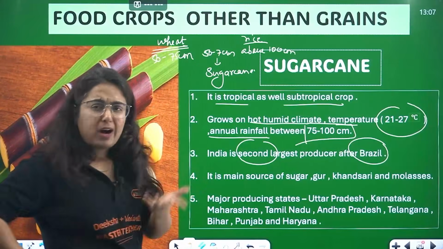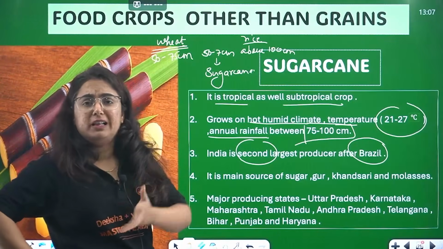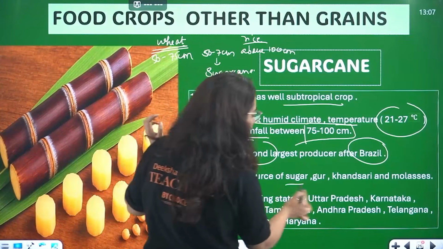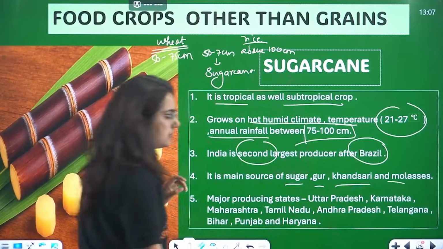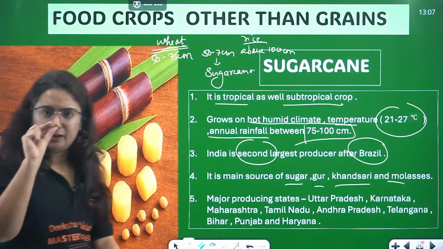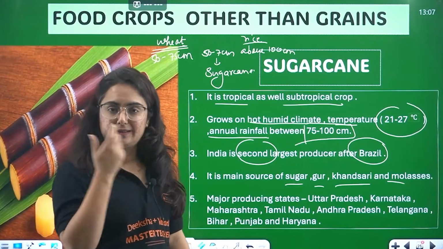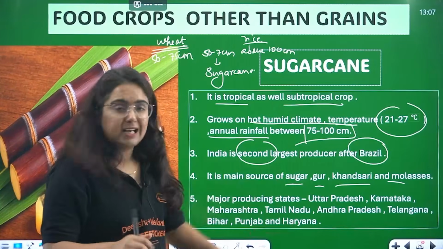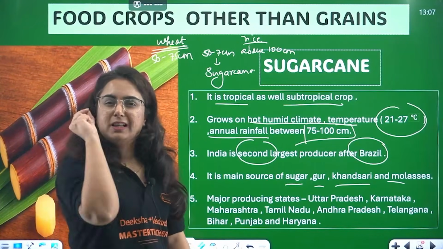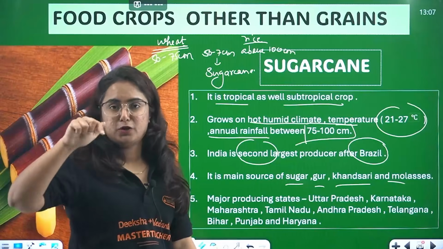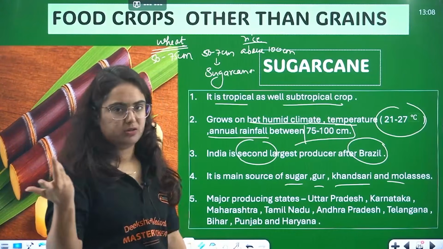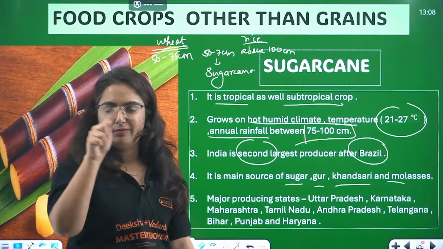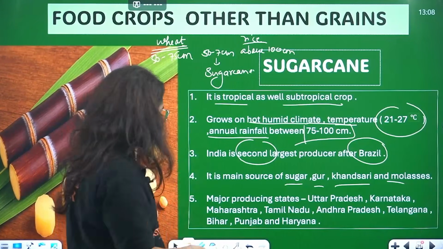Now, why are we eating so much sugarcane? We are not directly consuming sugarcane. We are converting it into sugar, gur, khand sari, or molasses. Sugar we eat every day. Gur you also know. Khandsari is small pieces of sugar. And molasses is the white round prasad we get at the Hanuman Mandir.